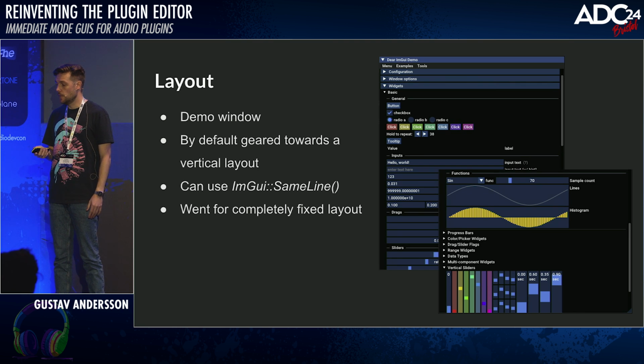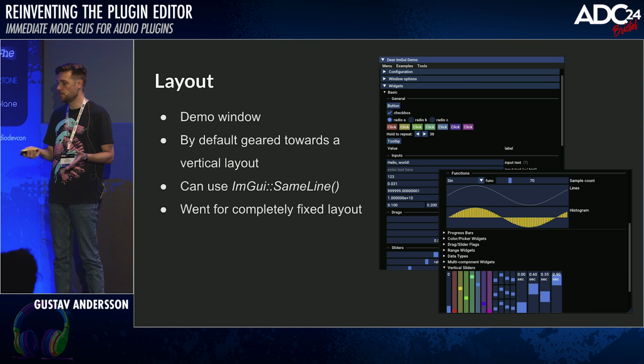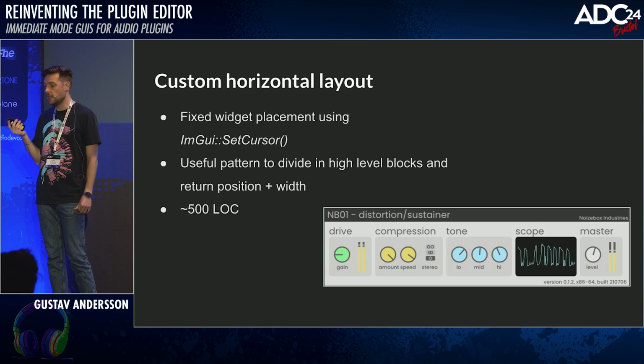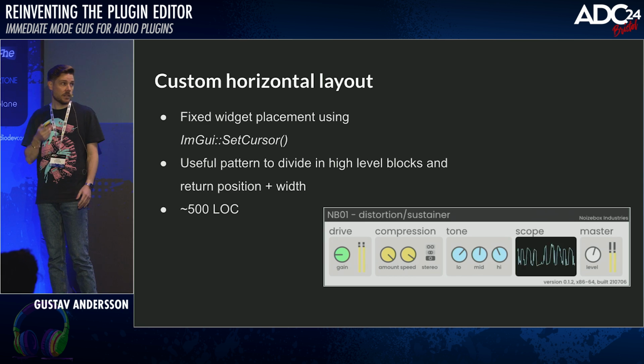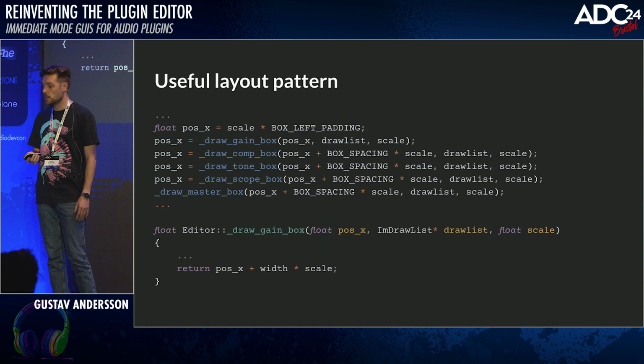And the layouting functions aren't the best. So what I did was just go for a straight, fixed layout, where I just place things where I want them to be. I don't use any automatic layouting. This was the resulting GUI. But what I found was a good pattern was just to divide it into high-level blocks where you pass them their X position, and then they return their X position plus their width, so it's easy to chain. And this took me about 1 or 2 nights to write. It's about 500 lines of code. It's actually quite simple, quite easy to read, I think.